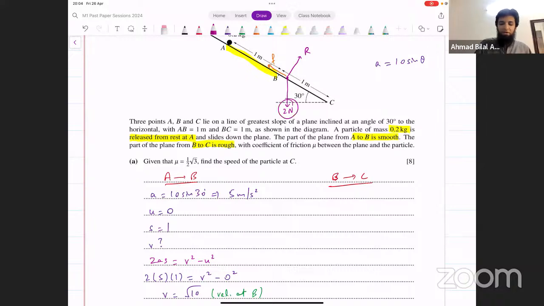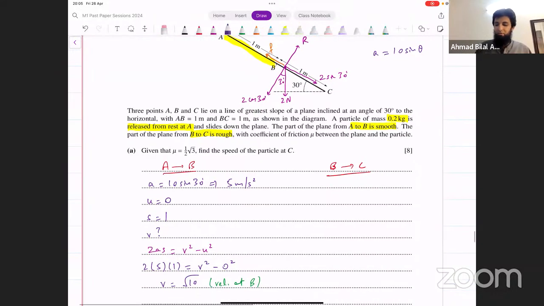Now let's resolve this 2 Newton. There's one component that's going to be here. If this angle is 30 degrees, this is also going to be 30 degrees. So this component turns out to be 2 cos 30, and the other component that's acting parallel to the surface, that will be 2 sin 30. Now these two components are going to be equal. They're always equal, perpendicular to the surface, because the particle is not moving perpendicular to the surface. It's only moving along the surface. So we can say R equals, in B to C part, R equals 2 cos theta, 2 cos 30.